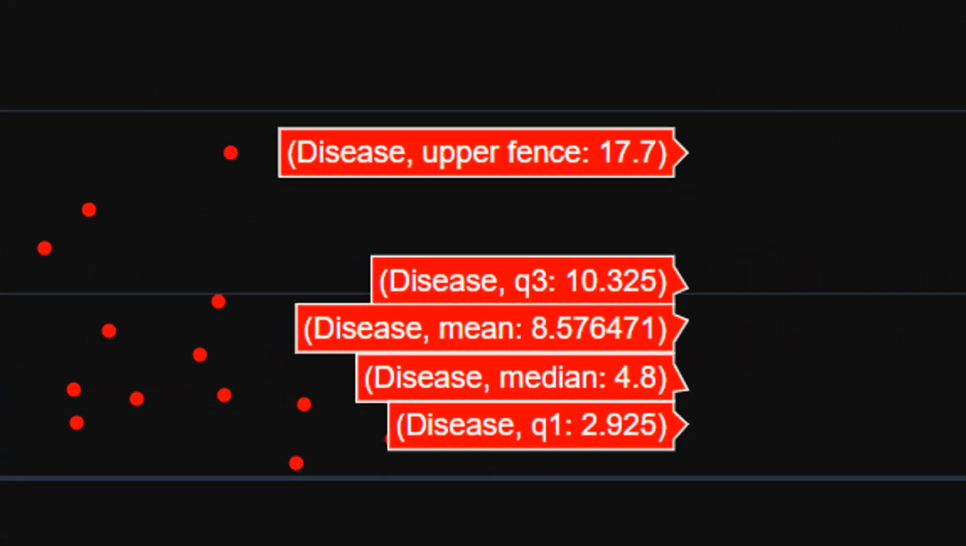What do these mean? The box plot is typically divided into 4 different groups with 3 points. And these 3 points are quartile 1, quartile 2, and quartile 3. And that gives you 4 different groups in the box plot. So the first group is between the minimum, which is 0.8, and quartile 1, which is 2.92. The second group is between quartile 1 and the median. The third group is between the median and quartile 3. And the fourth group is between quartile 3 and the upper fence, which is also called the upper whisker.